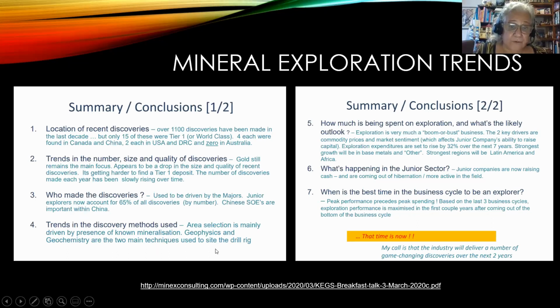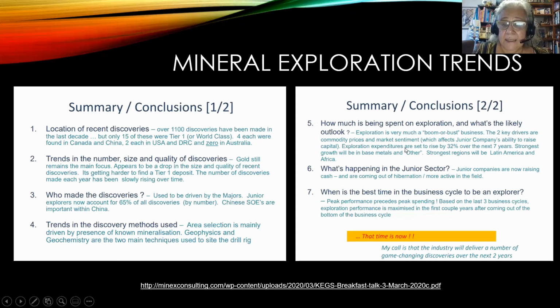Trends in the discovery: the area selection is mainly driven by presence of known mineralization, and geophysics and geochemistry are the two main techniques used to site the drill rig and locate the drill holes. And how much has been spent? Exploration is a boom or bust business. The two principal key drivers are commodity and market sentiment.